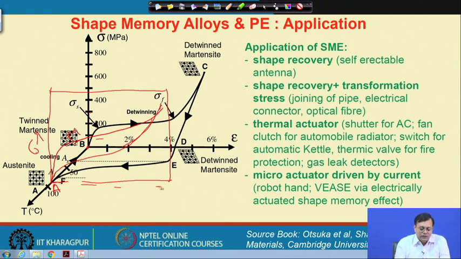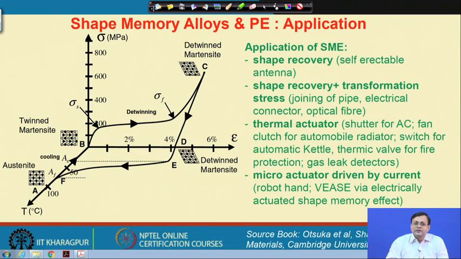So, pseudo elasticity occurs in the austenite phase field, and so we can use both these phenomena. Let us have a look at different application sides of these two different effects. The first point is shape recovery, because we can recover this amount of strain to 0, and this can be exploited as a self-erectable antenna. What does it mean? Under extreme environment conditions, when temperature changes, the antenna opens up because sunlight appears and the environment gets cleaner, and then the antenna again becomes closed under some bad condition.